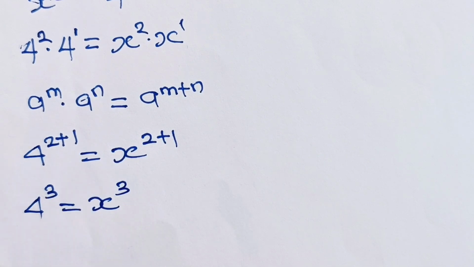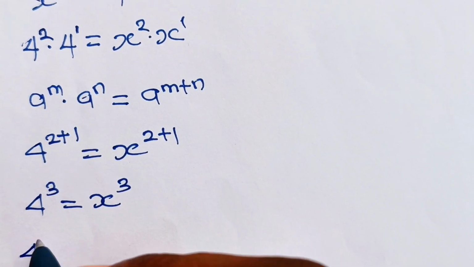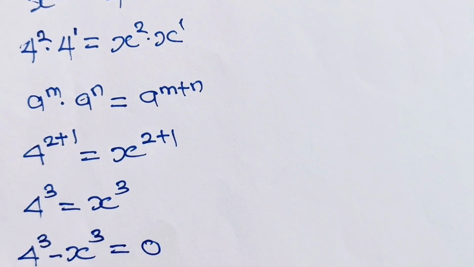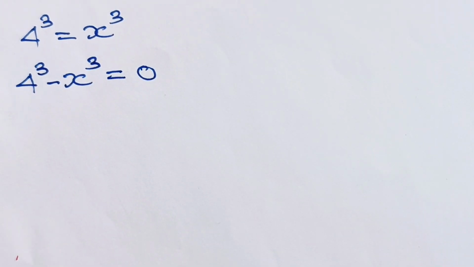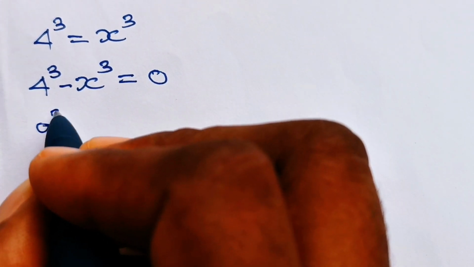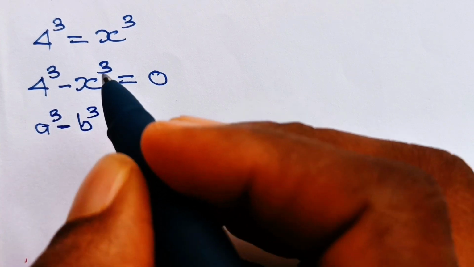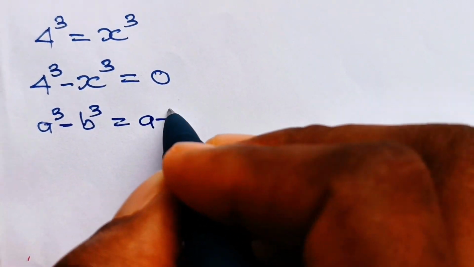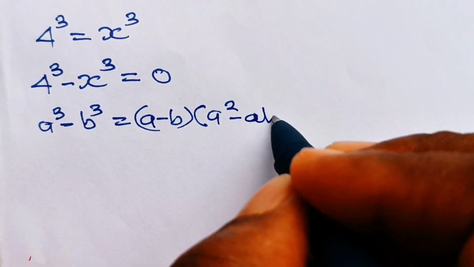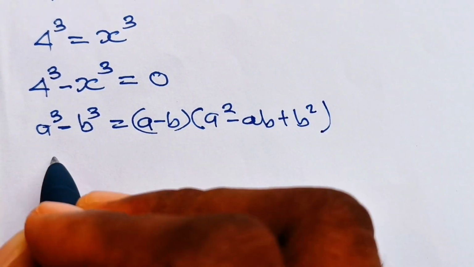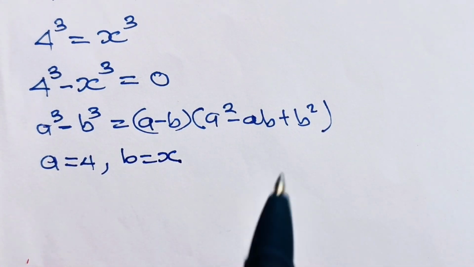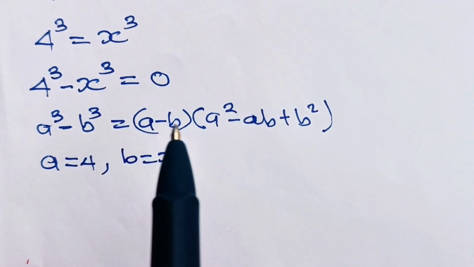Now let's transfer this to this side of the equation. If we do that, we have 4 to the power of 3 minus x to the power of 3 is equal to 0. Now we are going to make use of an algebra identity that states that a to the power of 3 minus b to the power of 3 is equal to a minus b multiplied by a squared minus ab plus b squared. In this case, our a is equal to 4 and our b is equal to x. So we're going to substitute this into this particular algebra identity.